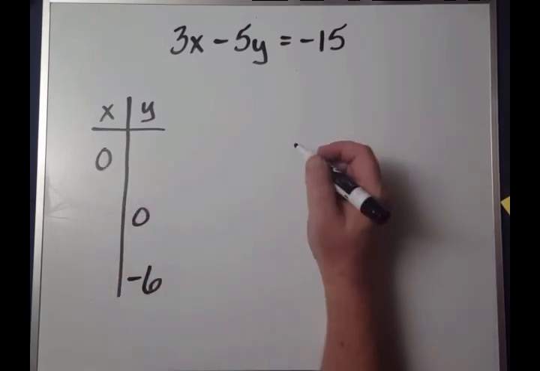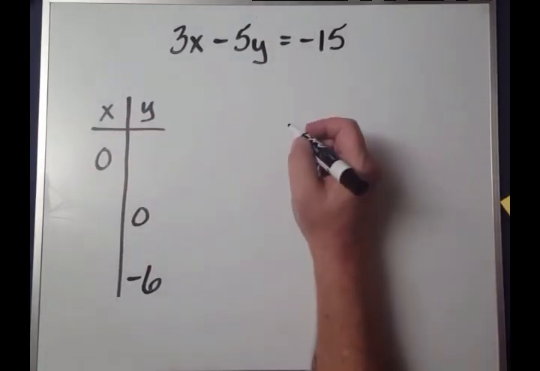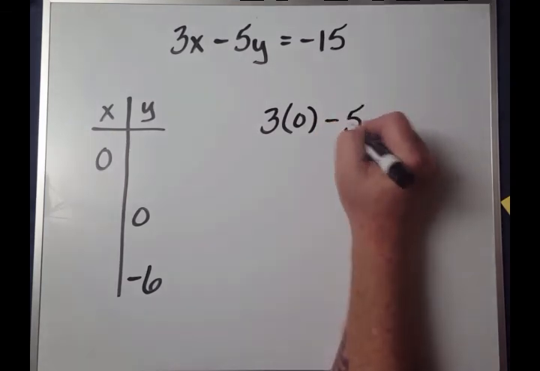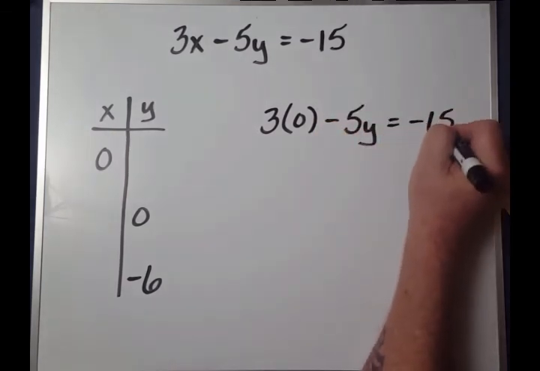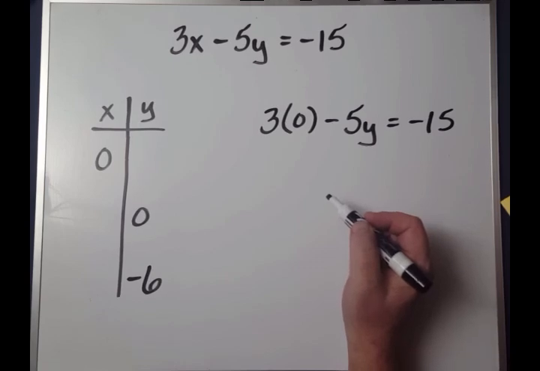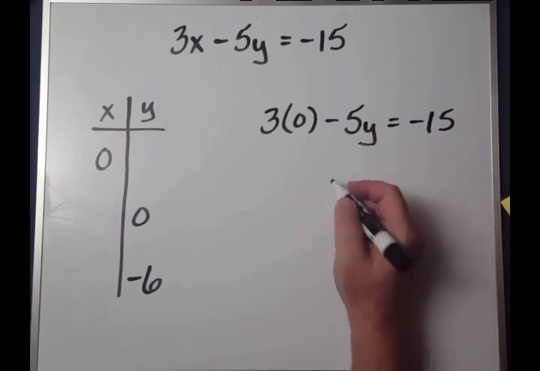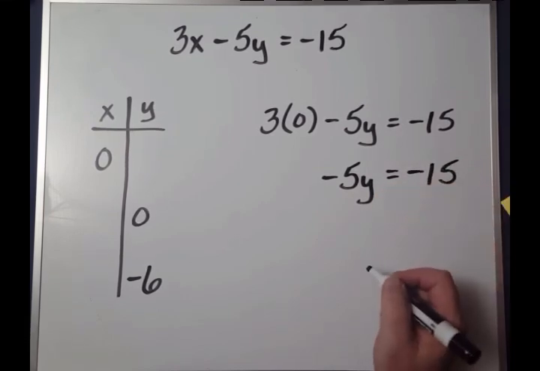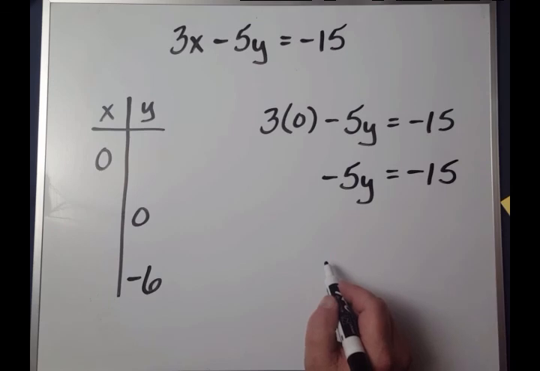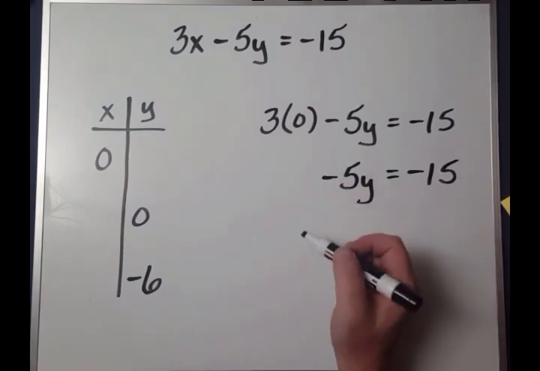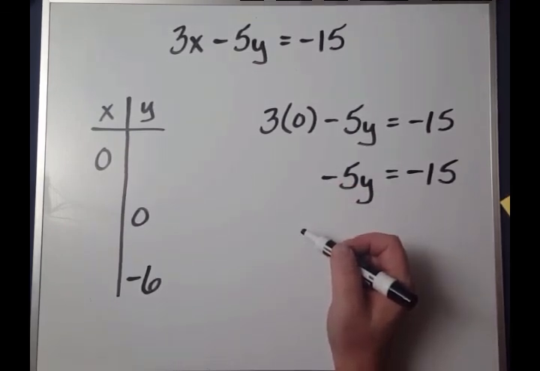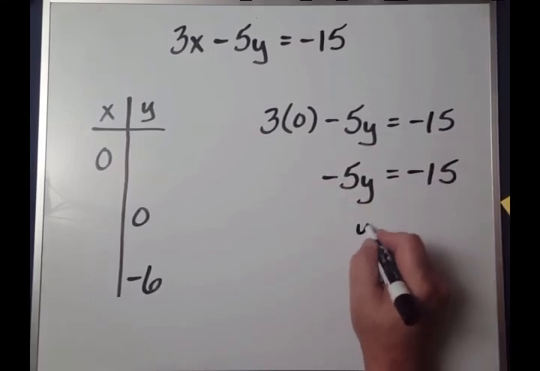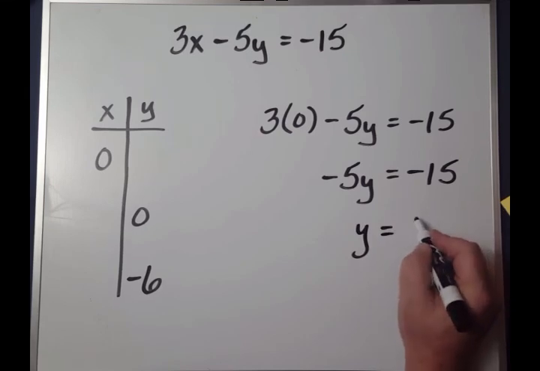Let's start with our first one. When x is 0, well, plug 0 in for x and solve for y. 3 times 0 is 0, minus the rest is minus the rest. In other words, that 0 term just vanishes, right? Because 0 is the additive identity. It leaves the rest of it alone. Divide both sides by negative 5 to find that y equals positive 3.